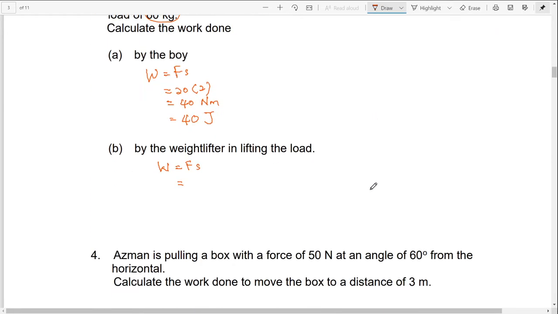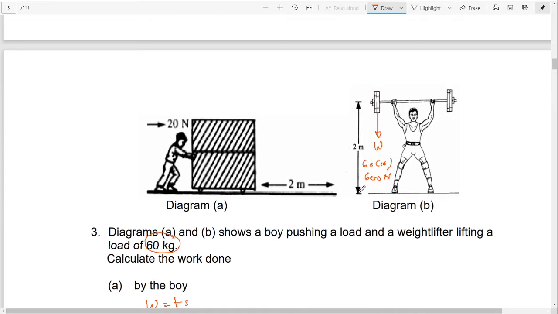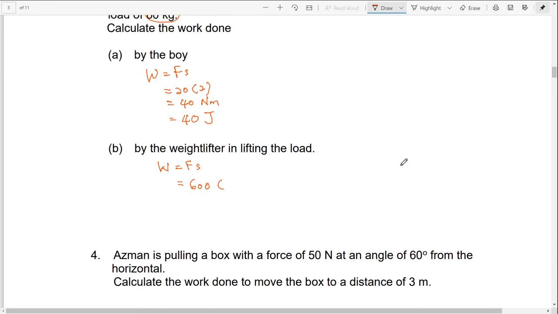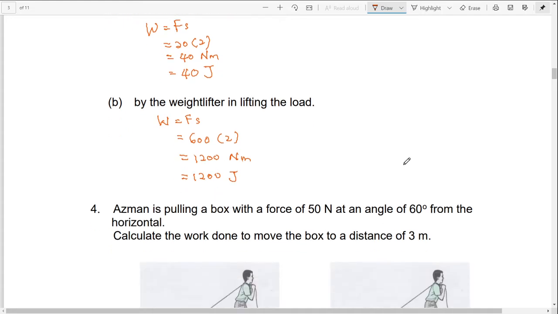So the force is 600 Newton, and then the displacement in the picture, from ground to this position, is 2 meter. So just write here 2 meter. So the work done is 1200 Newton meter, or we can also write Newton meter as Joule. Simple, right? Okay, number 4.